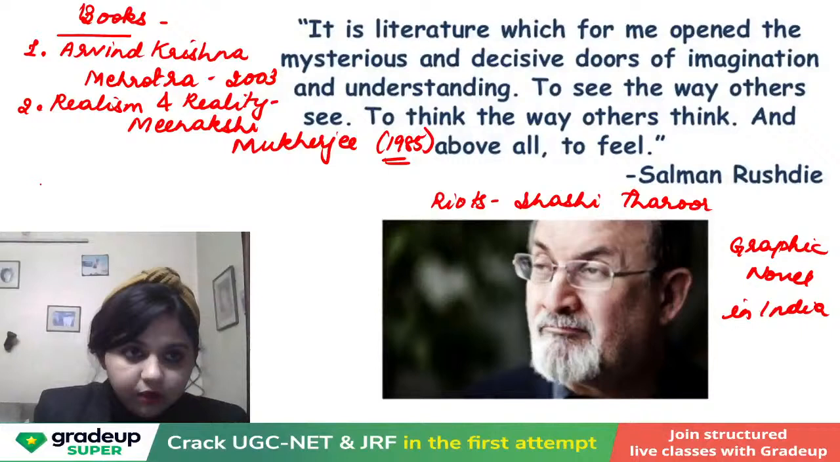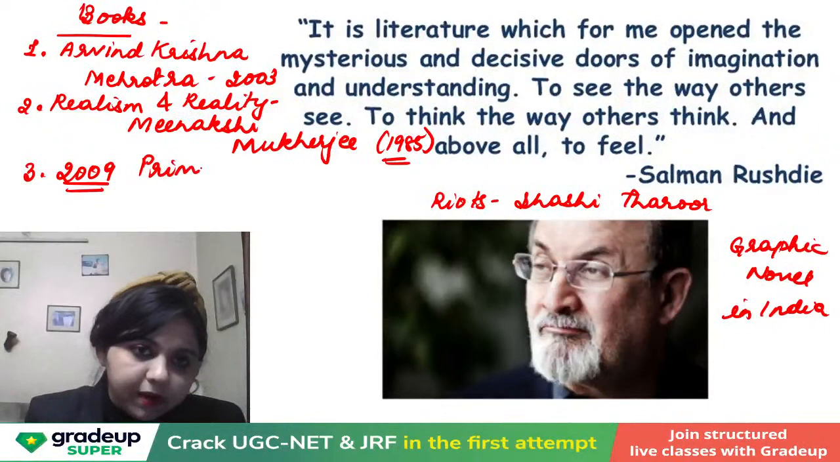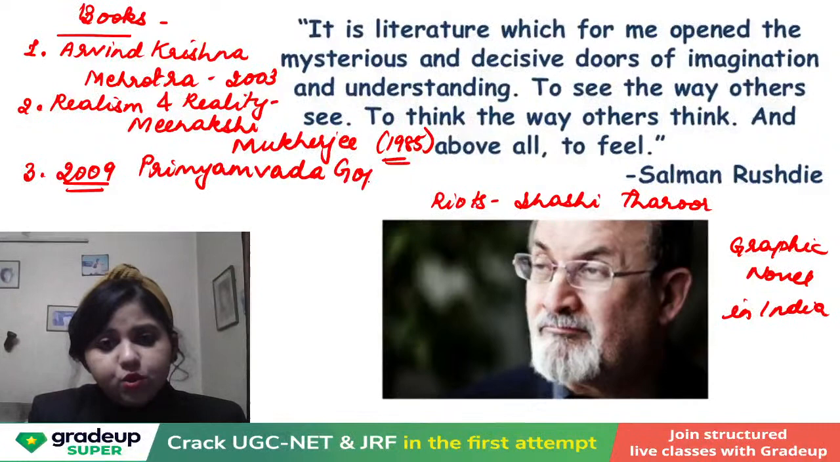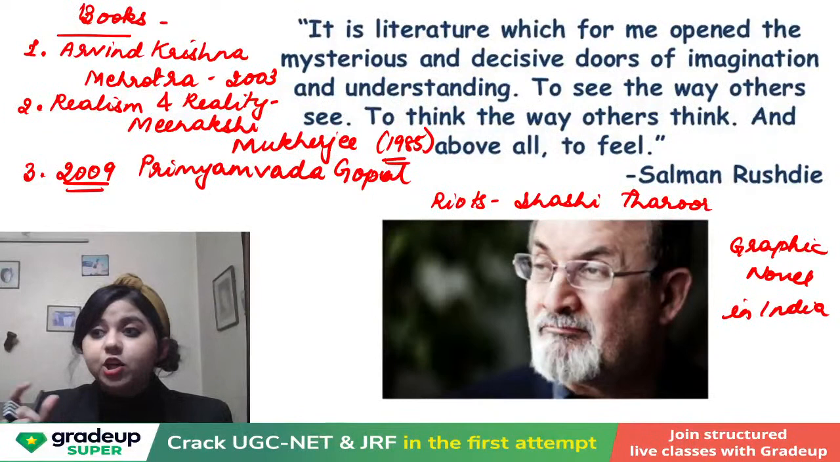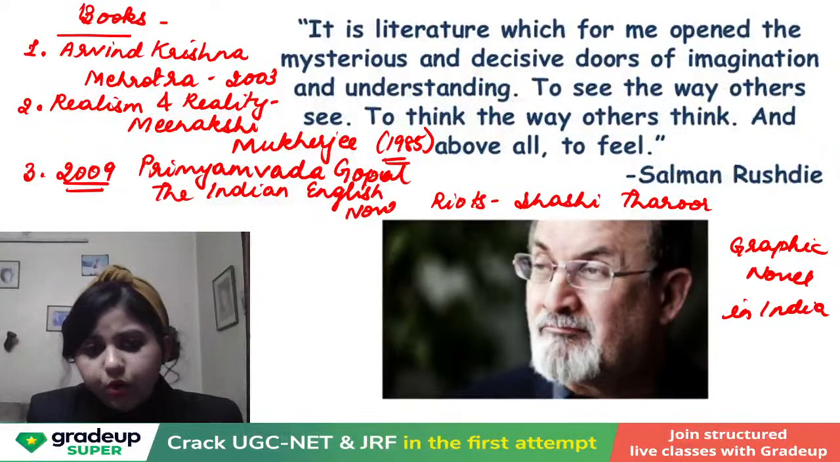The Indian English Novel, which was very recently published. This was a 2009 edition. This still has a lot of new details, especially the 2003 to 2009 six-year period, which is covered here by Priyambada Gopal, right? Priyambada Gopal is also very, very popular. She has this book called The Indian English Novel, which was a must-read for us in our syllabus. And here, of course, she is trying to look at the later developments and how the novel is still a reigning genre.